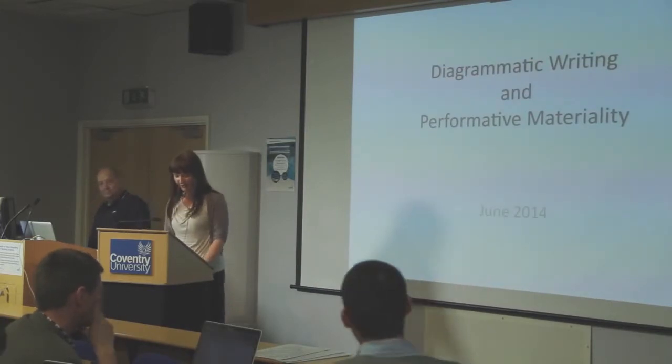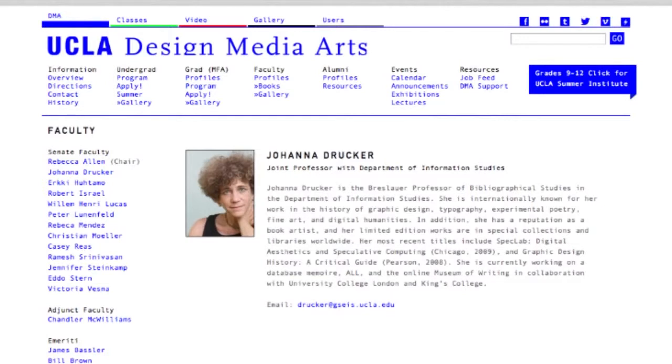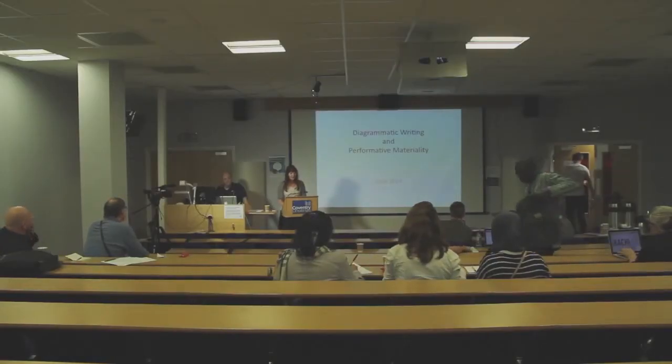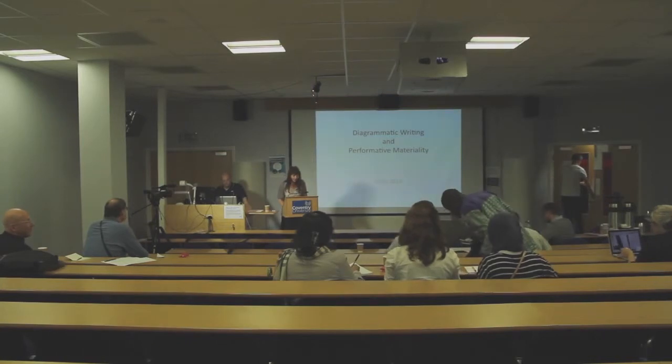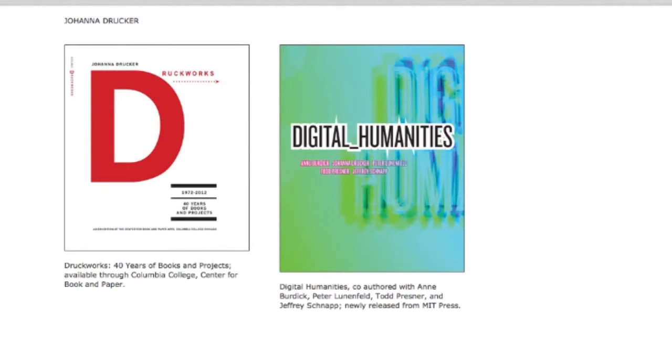So Johanna Drucker is the inaugural Breslau Professor of Bibliographical Studies in the Department of Information Studies at UCLA. She's internationally known for, amongst others, her work on graphic design, artist books, typography, digital humanities or speculative computing, digital aesthetics, and visual knowledge representation. Drucker is a scholar, a writer, a book artist, a visual and cultural theorist and critic, and a poet.